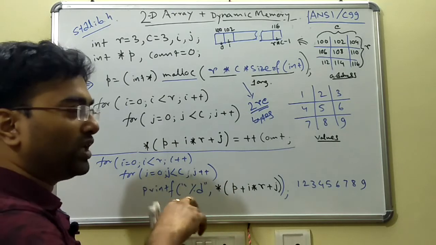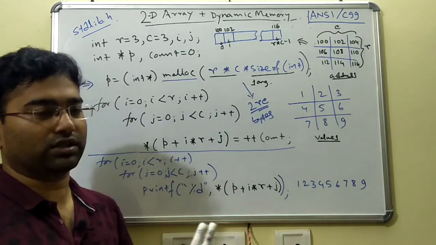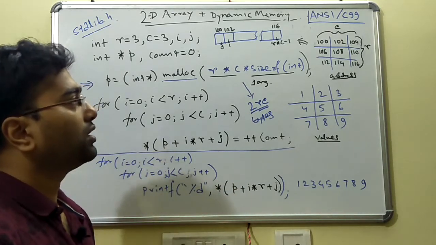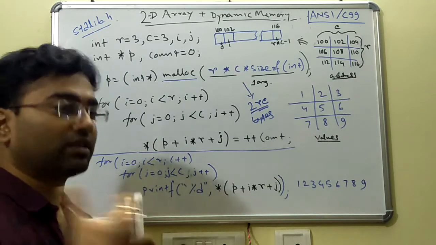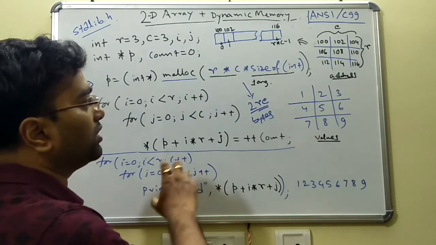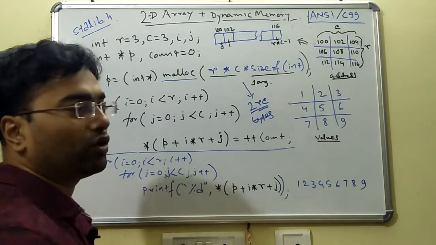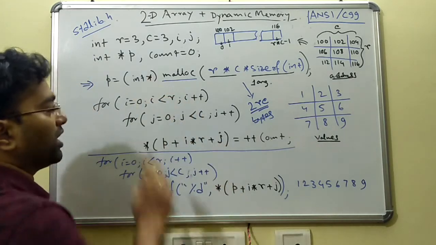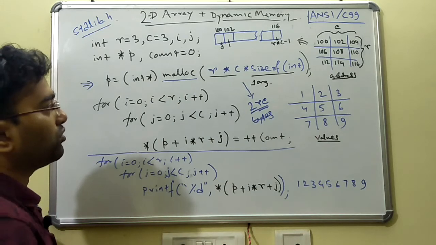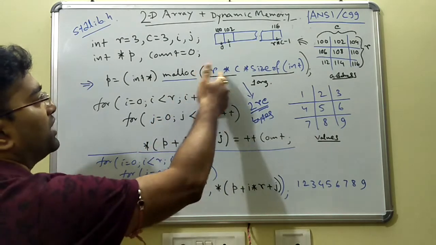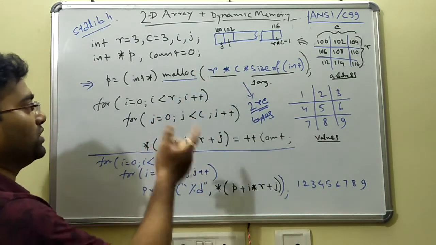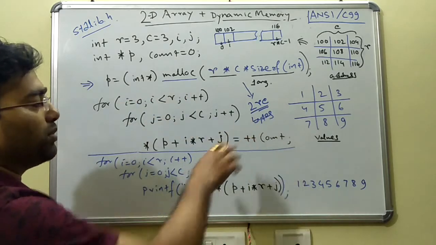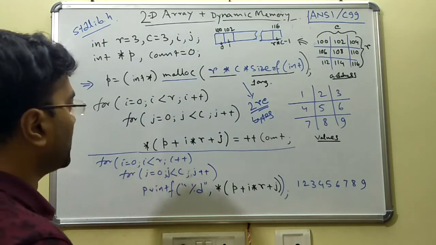So it is a 2D array. Technically, or rather theoretically, it is a 2D array, but it will be represented inside memory as a one-dimensional array, created using malloc at runtime. You can also use a scanf statement to read r and c, and using that, 2rc bytes of memory will be allocated at runtime.